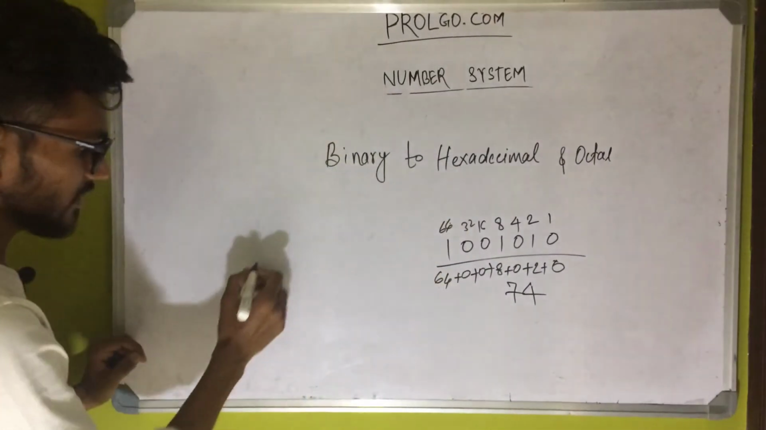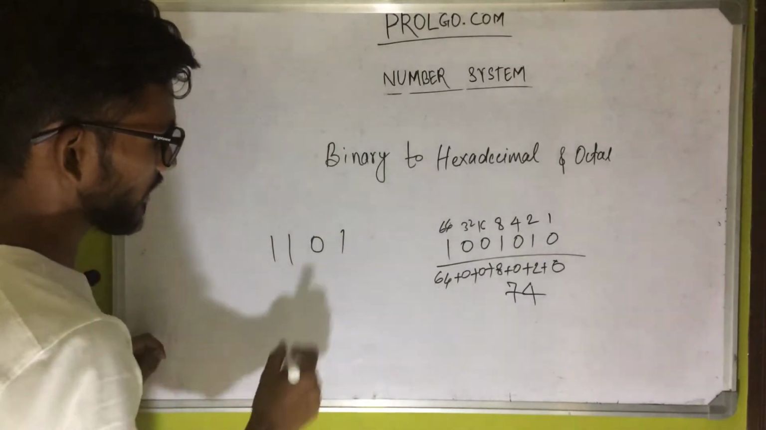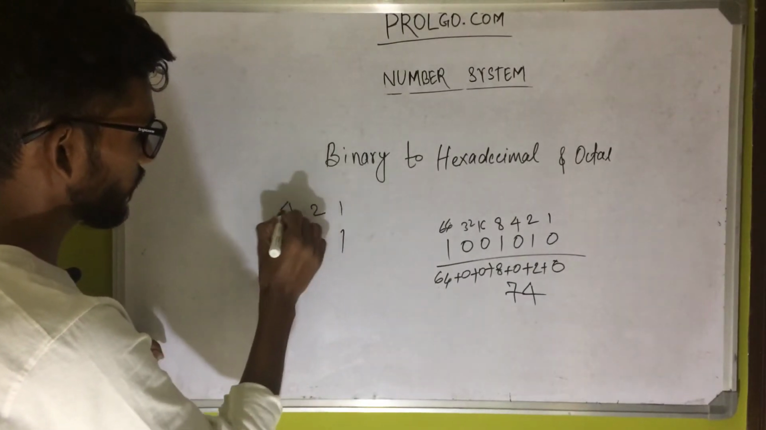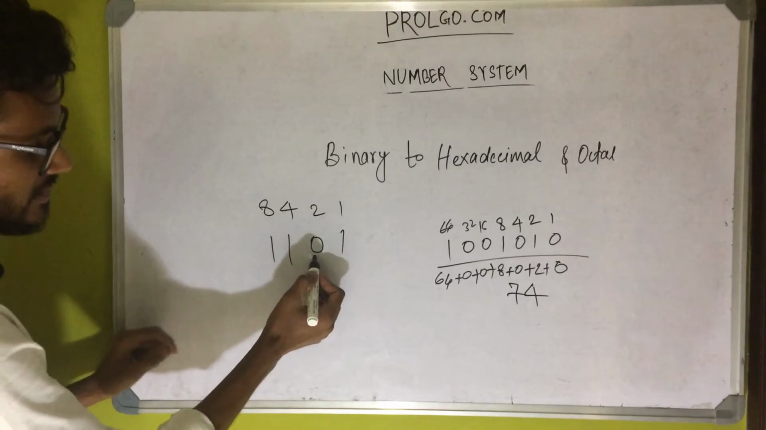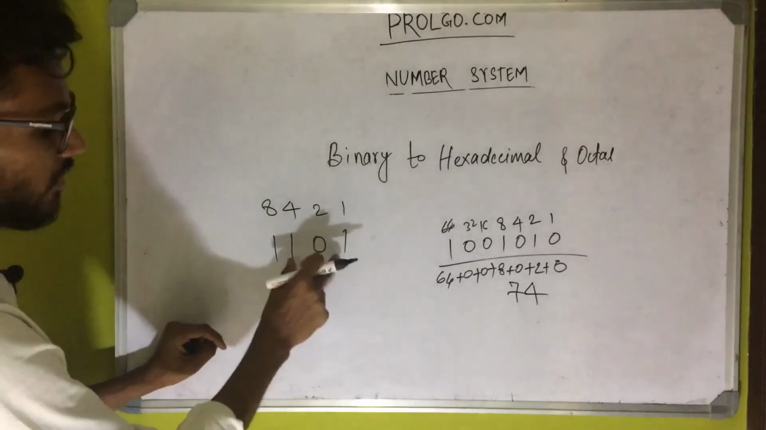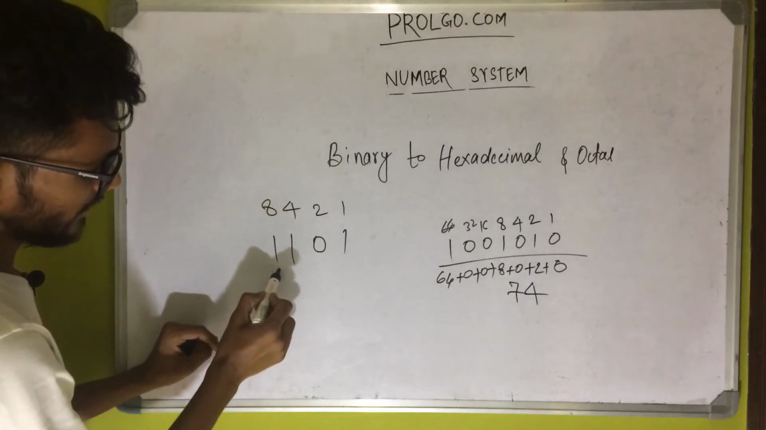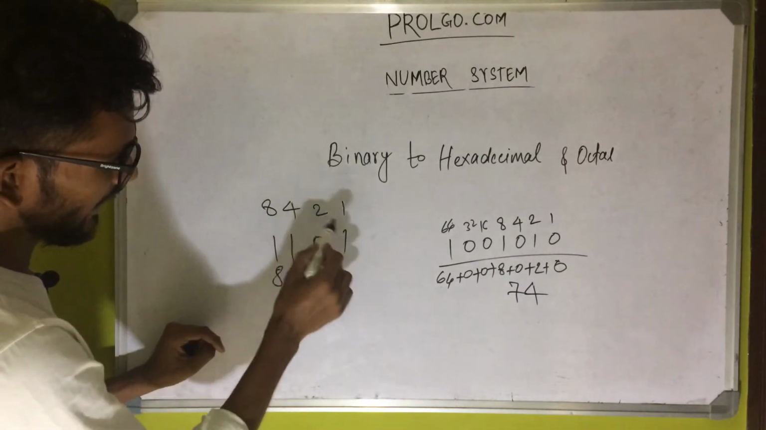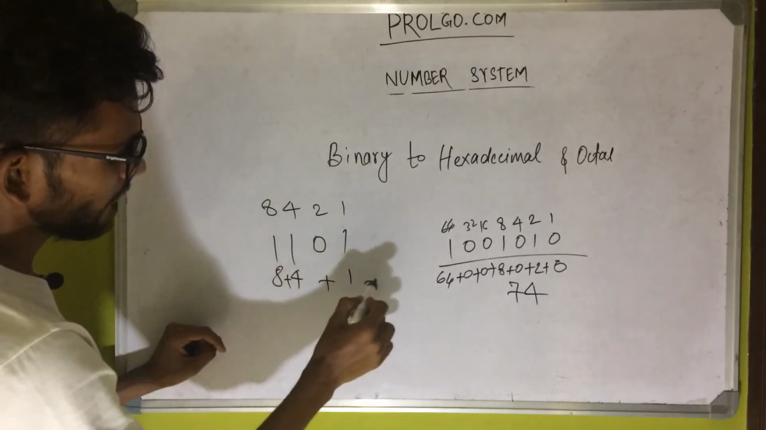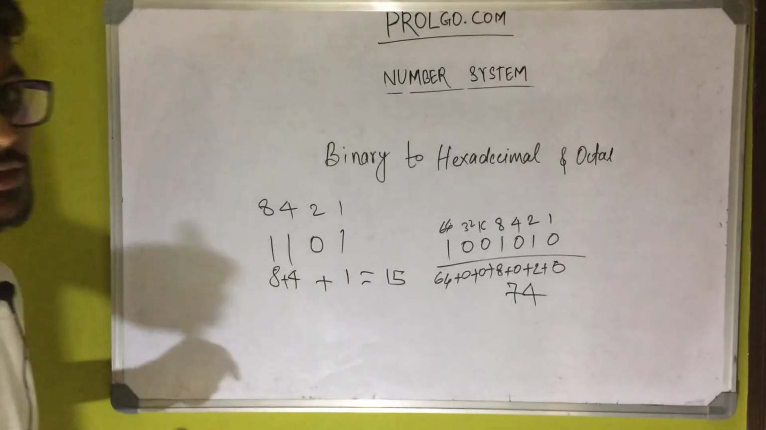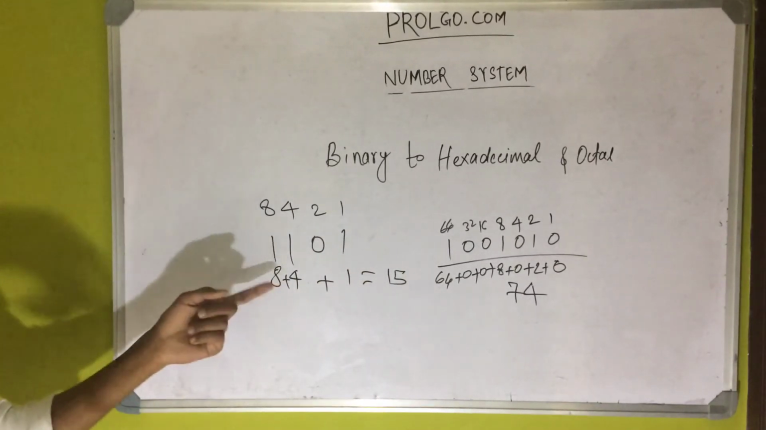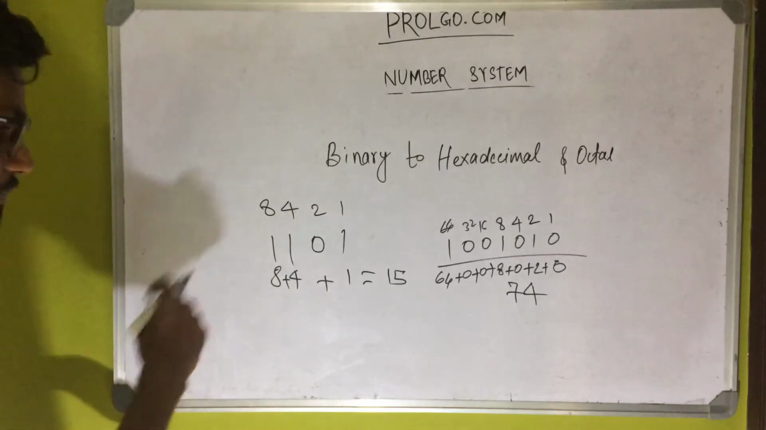Again, take another example, 1101, so put 1, 2, 4, 8. This is the off bit, otherwise all three bits are turned on, so you have to add 8, 4 and 1, so it will be 13. Okay, so this is the way you have to convert any binary number to a decimal number.